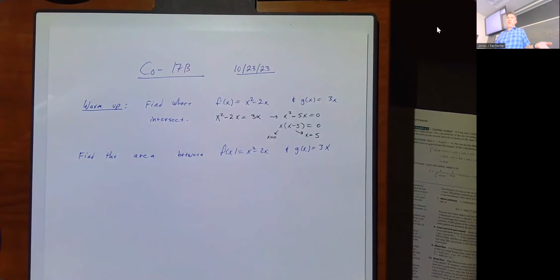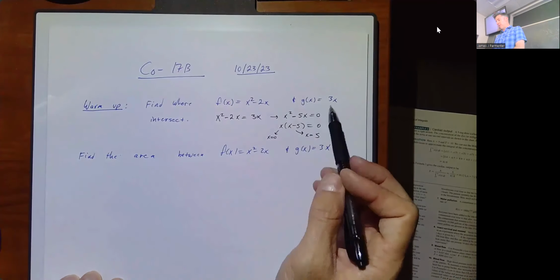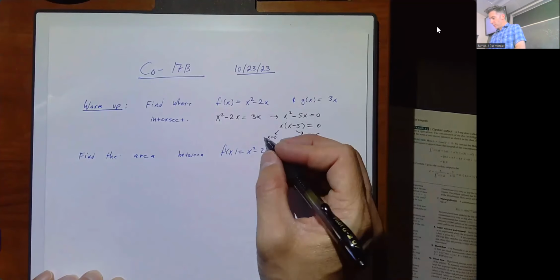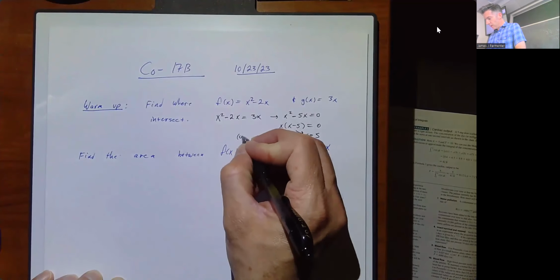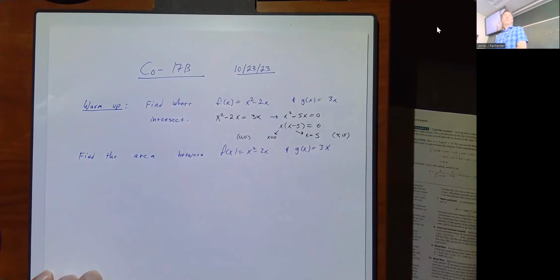And you could find the y coordinates as well. If you plug in 5 for x here, you get 15. If you plug in 0 for x there, you get 0. So your actual coordinates are (0, 0) and (5, 15). You don't necessarily need to know the y coordinates, but it doesn't hurt. So we'll talk about what this looks like first, and then how you do it without graphing, because you definitely don't need to graph these two functions to figure out the area between them. Well, let's graph them anyway.